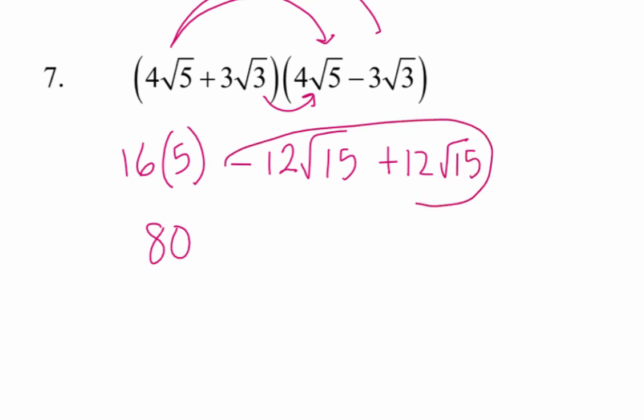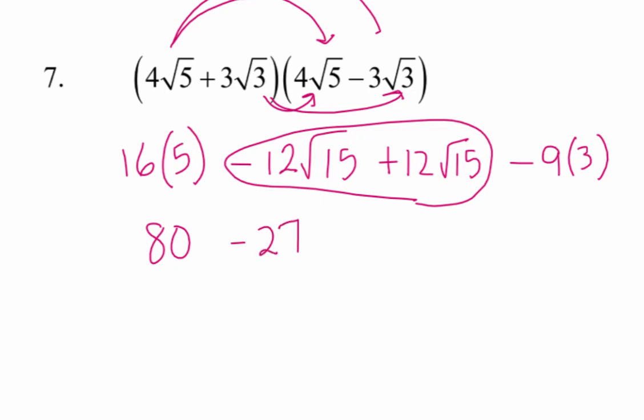That these two middle terms are going to give you 0. Do you remember why that happens? I'm going to tell you in a minute. Okay, and then I have 3 square root of 3 times a negative 3 square root of 3, which is negative 9 square root of 9. Oh, square root of 9 is 3, so negative 9 times 3, which is a negative 27. So 80 minus 27, 53.